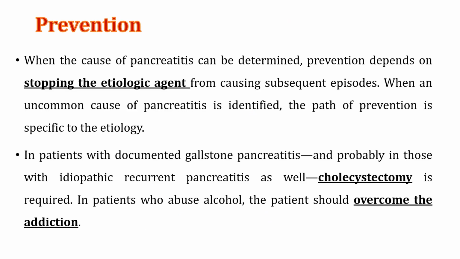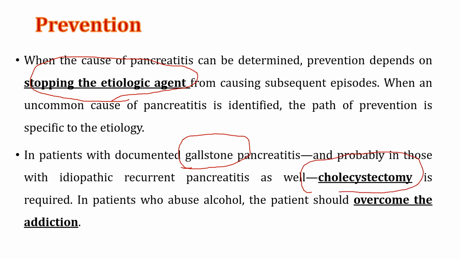Regarding the preventive measures for patients with acute pancreatitis, first you have to identify the underlying cause or the causative factors for the development of this condition, then stop the etiological factors. According to the cause, if the responsible factor for pancreatitis is gallstones or cholelithiasis, the patients will benefit from undergoing cholecystectomy. If the cause is alcohol consumption, the patients should be treated for addiction.